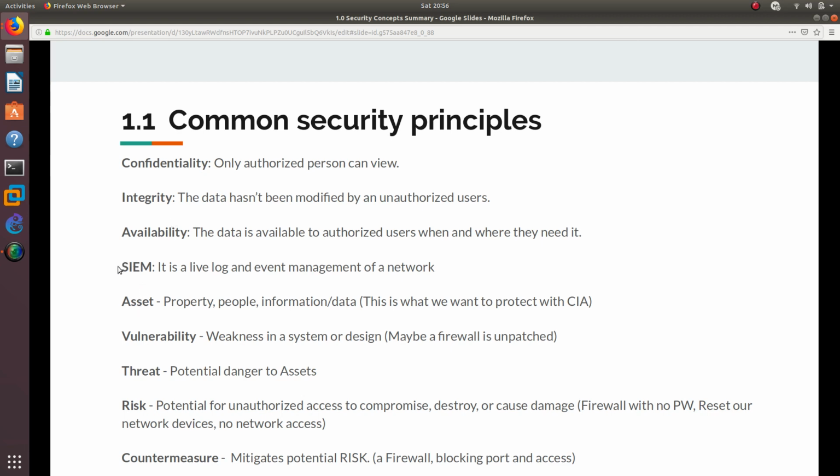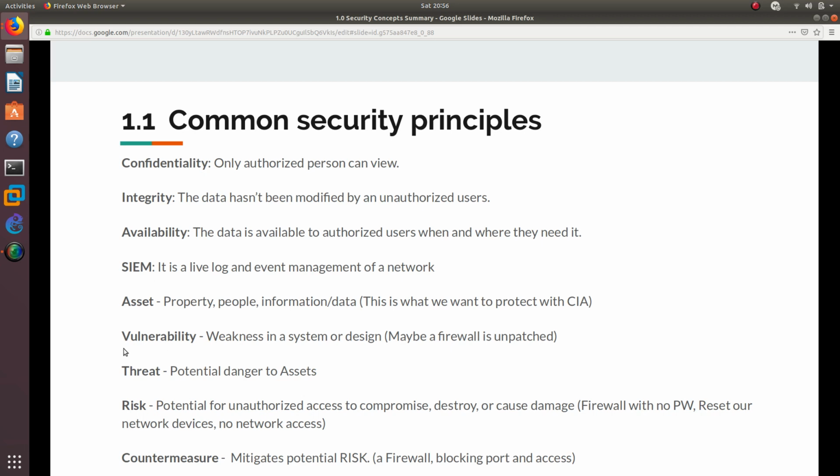And then we have SIEM, which is a live log and event management system. One of those is Splunk, and the other one is SolarWinds, I think it is called, something like that. Then assets are property, people, information, or data. This is what we want to protect with the CIA, right? With confidentiality, integrity, and availability.